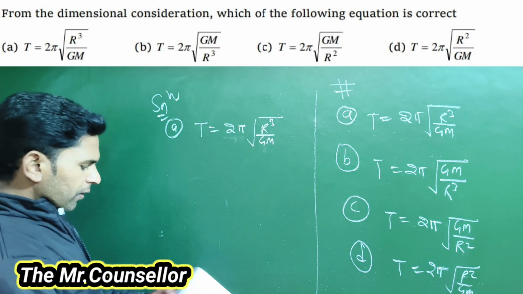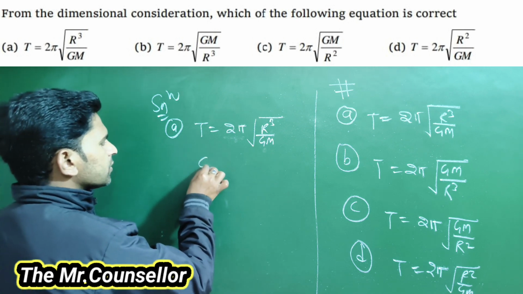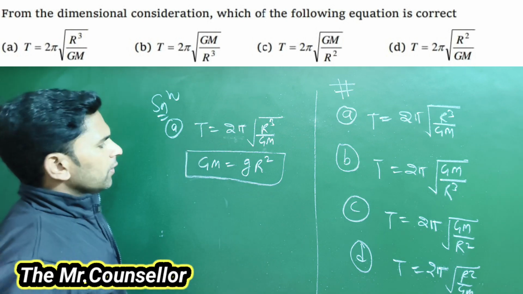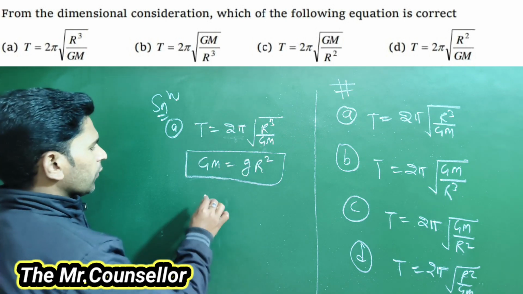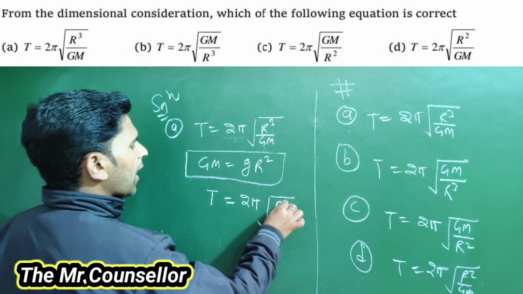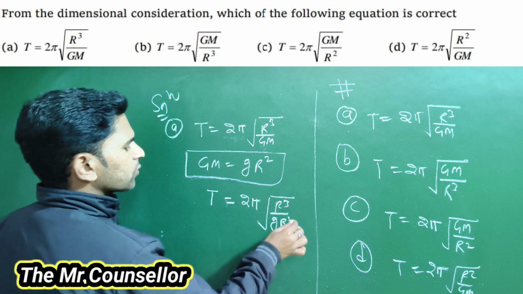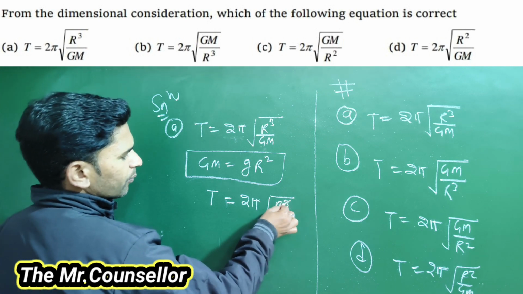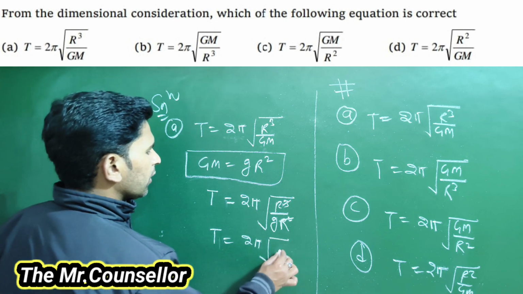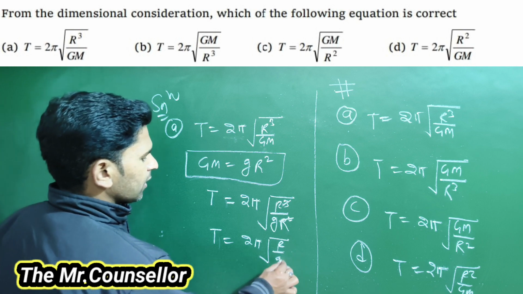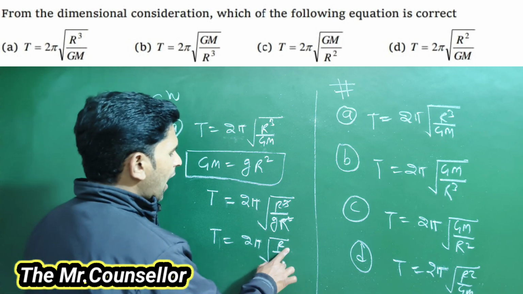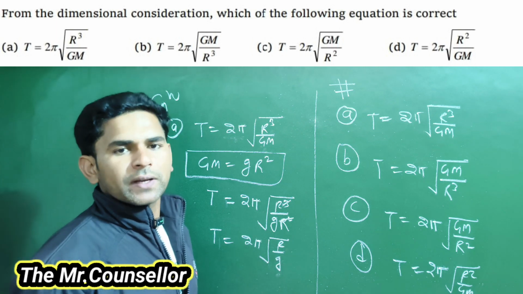We know one very small formula, GM is basically equal to small g r square. We know this formula very well, and we need to apply it here. So if we apply it, we can solve. T is equal to 2 pi root r cube upon g r square. So r square will cancel. You can write T is equal to 2 pi root r by g. Here g is the acceleration due to gravity, and r is a radius, or we can consider it distance.